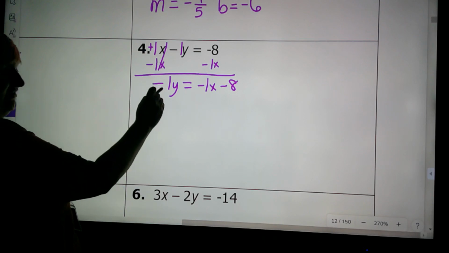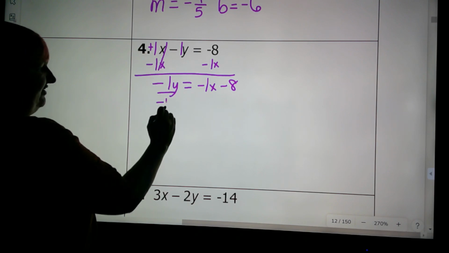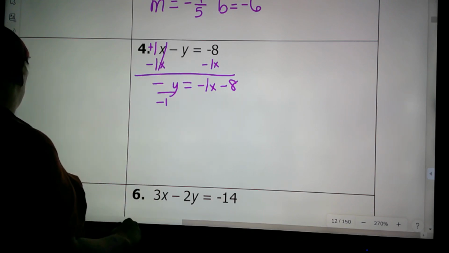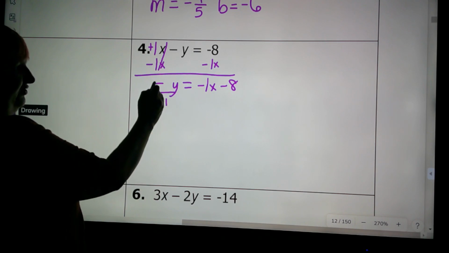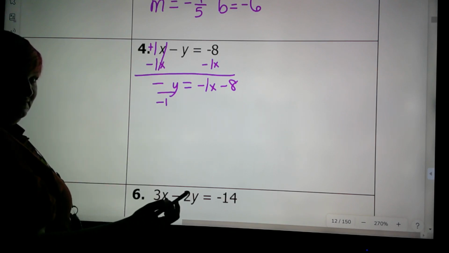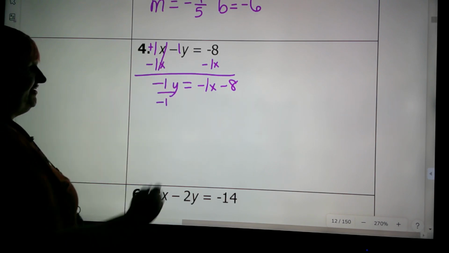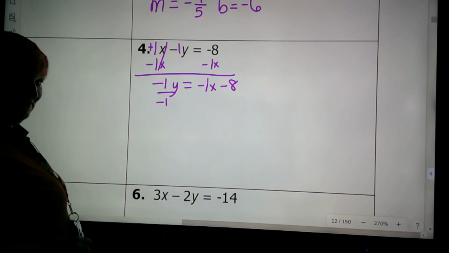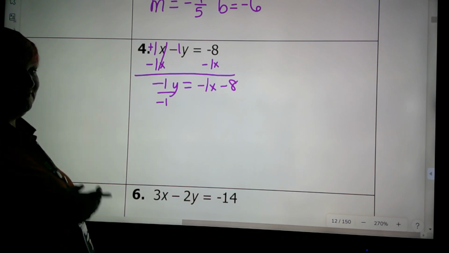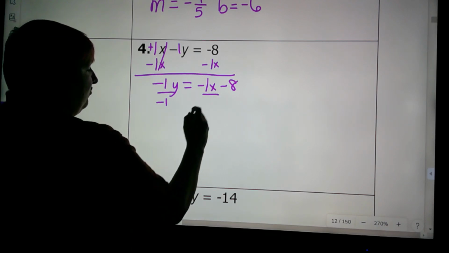And see, because I put the invisible 1 there, you know that to get rid of this negative, you have to divide by -1. Even if I didn't put the invisible 1 there, you need to know to get rid of this negative, you divide by a negative. You divide by that -1 to get rid of the negative sign. Until that y is by itself, meaning there's no coefficient in front of it, no negative sign in front of it, you're not done.